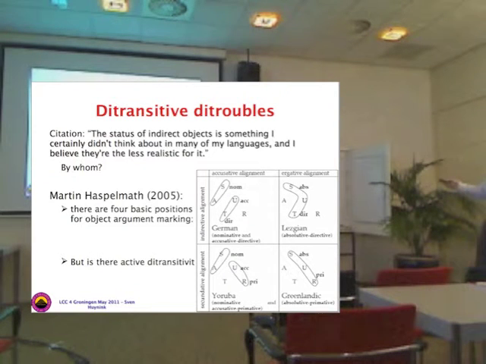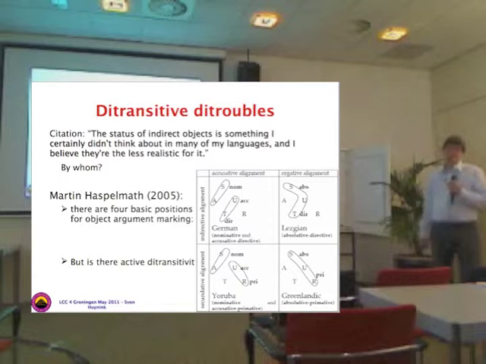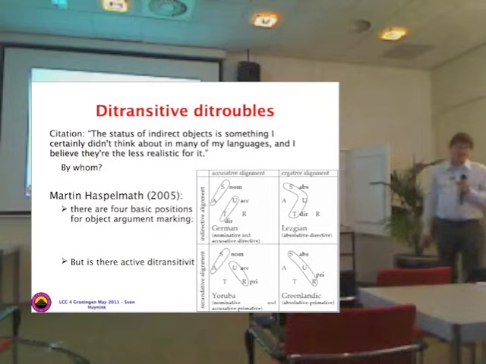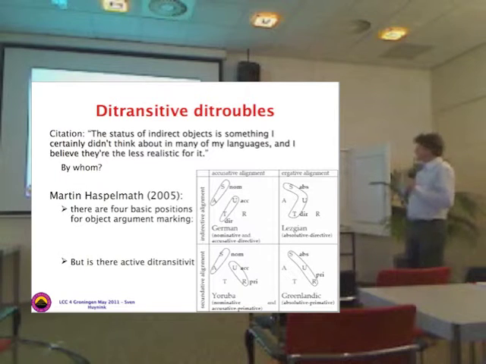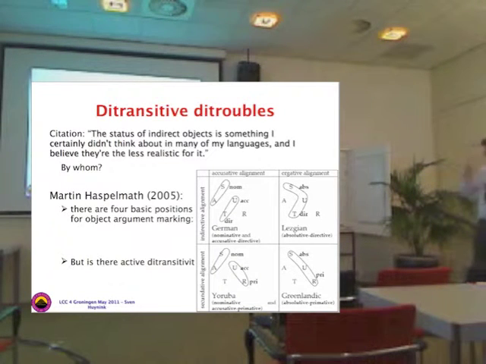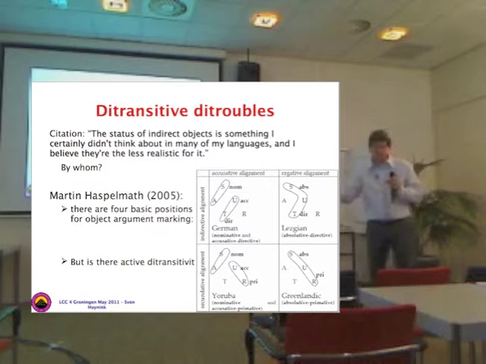But a question for you. Status of indirect object is something I certainly didn't think about in many of my languages, and I believe they are less realistic for it. The citation from whom? Someone on the same level. Someone. David, I might have guessed. So when I read that, I thought, well, my language should improve on David.